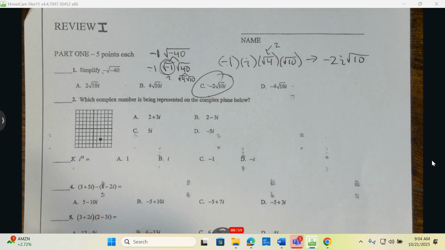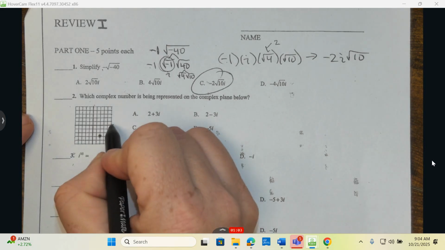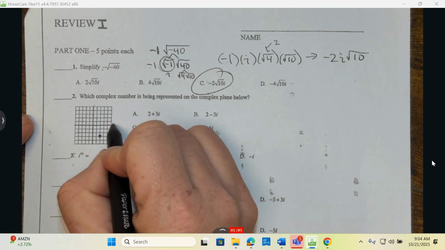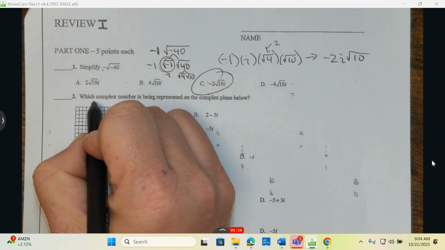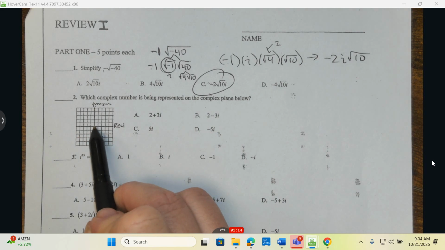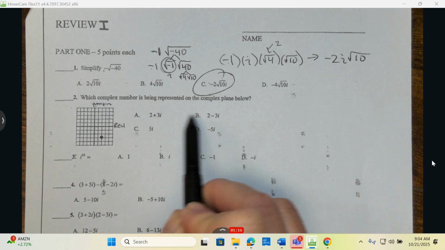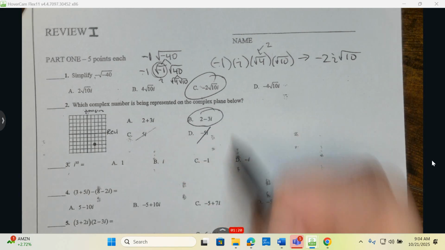Now, when we look here at this complex plane, we normally think of this as an x and y. Remember that in a complex plane, our real numbers align with what we think of as the x-axis, and our imaginary numbers align with the y-axis. So when I look at this point, I'm going to the right 2, so positive 2 needs to be in front, and then I'm dropping down 3. Option B.